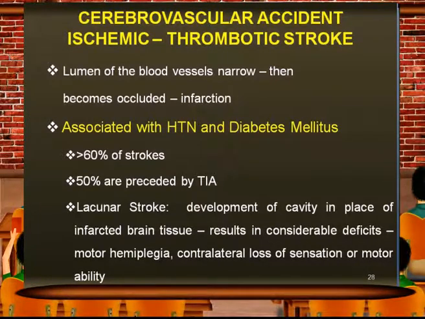Ultimately, in ischemic stroke, the lumen of the blood vessels gets narrowed and then ultimately gets occluded. Hypertension and diabetes are associated with more than 60% of strokes. You can imagine how big a role hypertension and diabetes play in the formation of stroke. 50% are preceded by TIA. There are lacunar strokes with development of a cavity in place of infarcted brain tissue, resulting in considerable deficit, motor hemiplegia, and contralateral loss of sensations or motor ability.